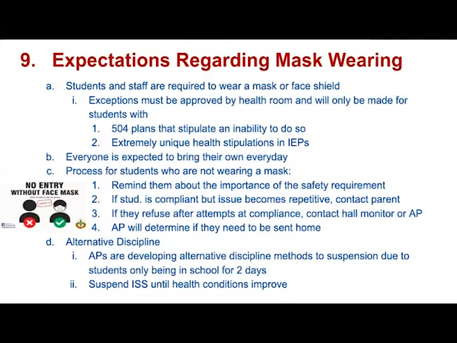Mask wearing. It's important to know that all students and staff, again, are required to wear a mask or face shield when in the building. And any exceptions to this process must be approved by the health room and only be made for students with 504 plans or those unique situations that are written into IEPs. Everyone is expected to bring their own mask every day. And there is a process for working with students who are having difficulty wearing their mask.